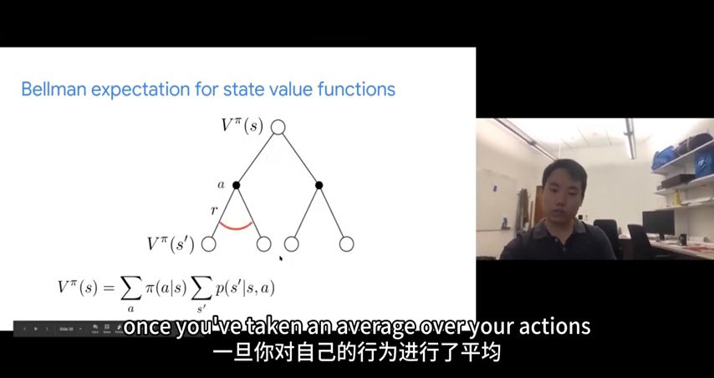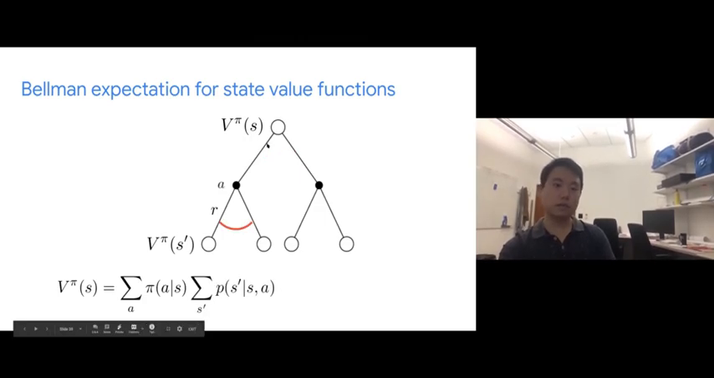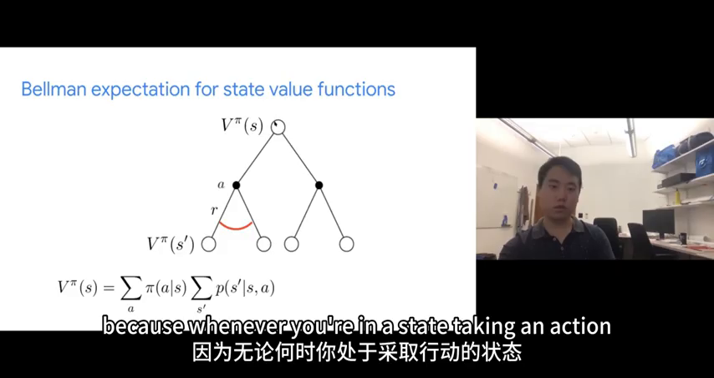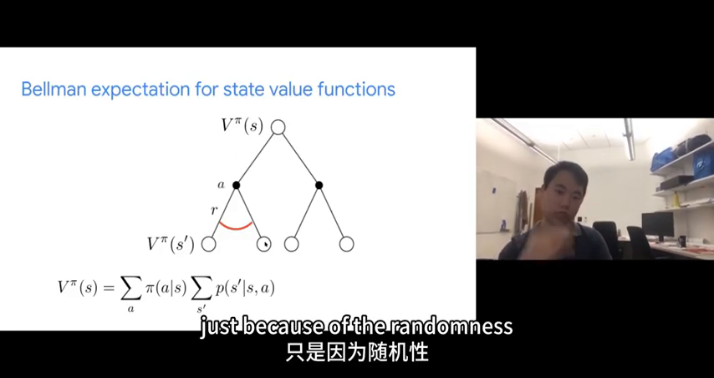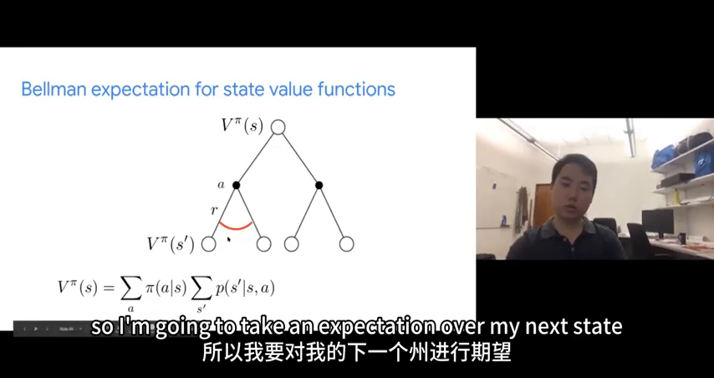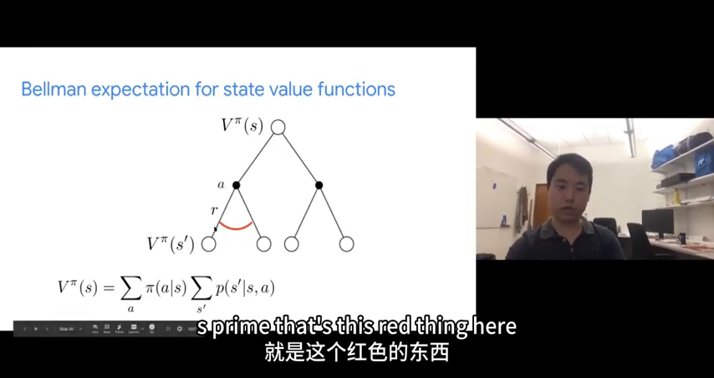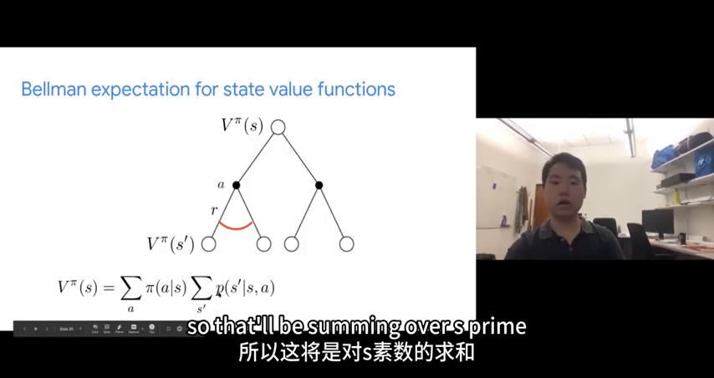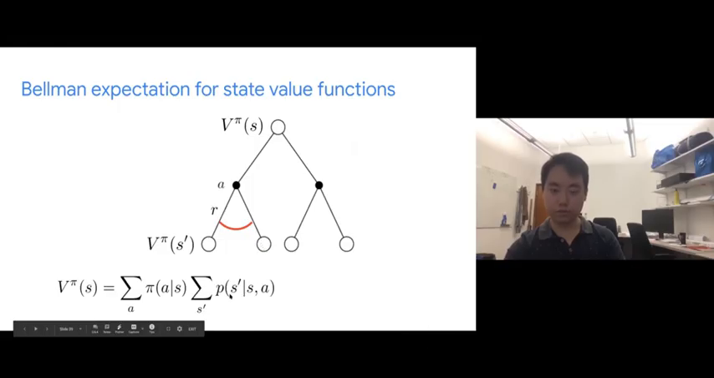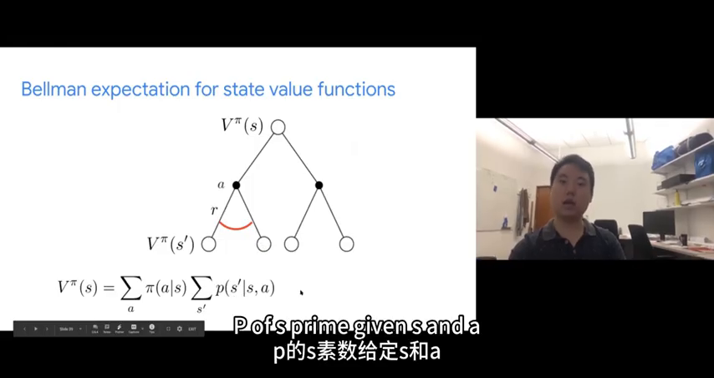Once you've taken an average over your actions, let's say you went to this action, then you have to take an expectation over your next states S prime. Because whenever you're in a state taking an action, you might transition into multiple next states just because of the randomness in the environment. So I'm going to take an expectation over my next states S prime. That's this red thing here. That will be summing over S prime, multiplied by each of the transition probabilities to each of these S prime, P of S prime given S and A.